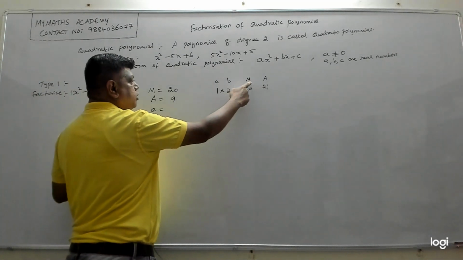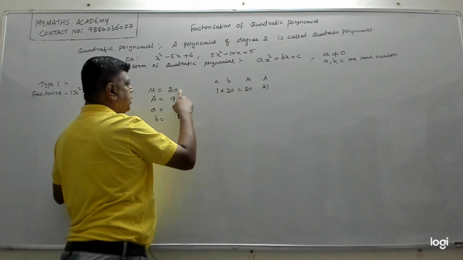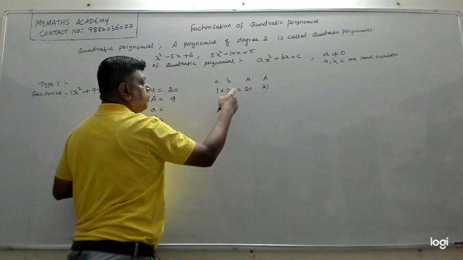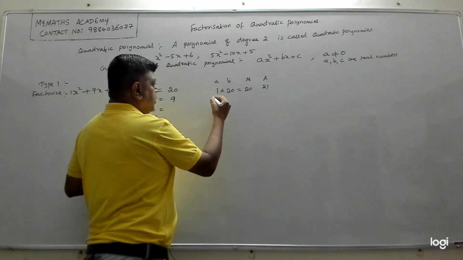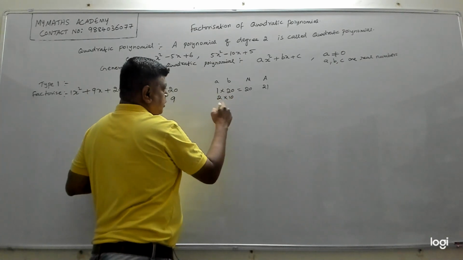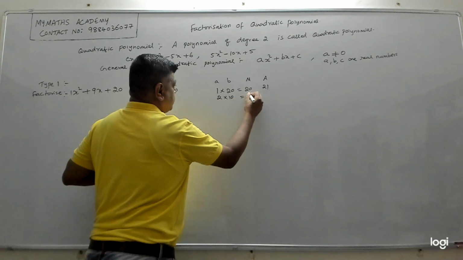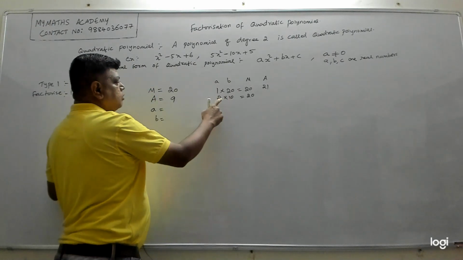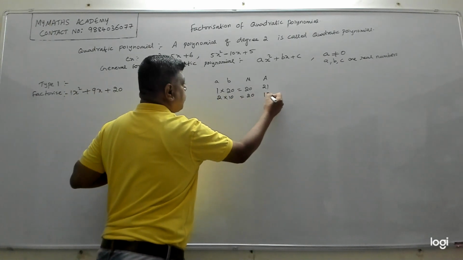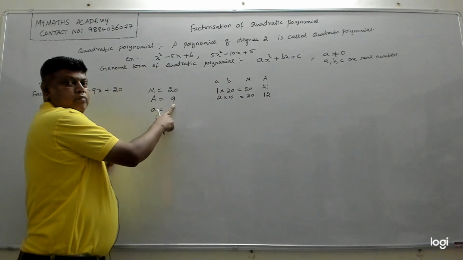But what should I get? I should get 20 when I multiply, which I am getting, but when I add I should get 9, but I am getting 21. So these two numbers won't work. Then we should take the next number. Next multiple is 2 into 10. 2 tens are 20, so I am getting 20. Then 2 plus 10, you have to add. When you add 2 and 10, you get 12. But what should we get? We should get 9. So this also fails.